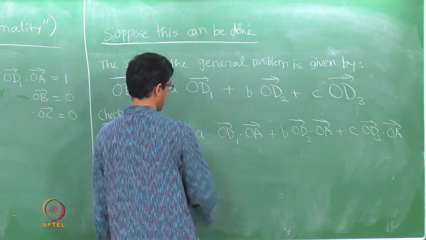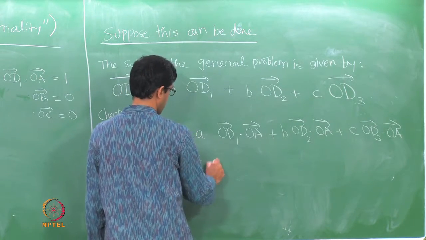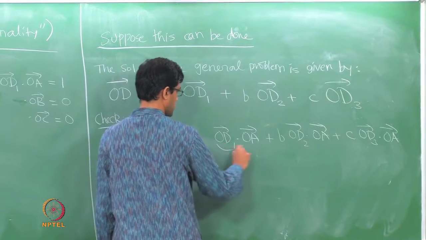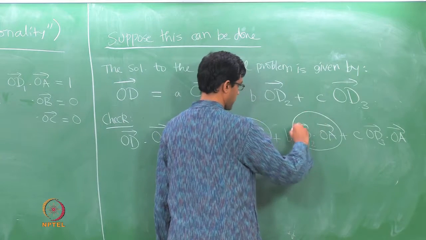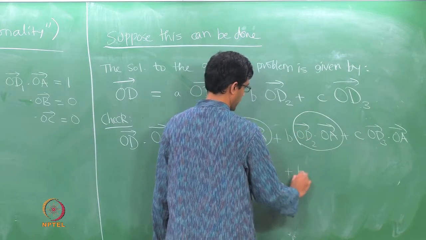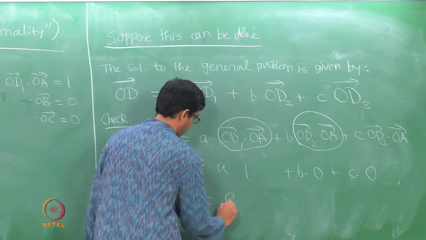Observe that, by doing the same thing for D2 and D3, this dot product is a 1, while the other two dot products are in fact zeros. So, it is plus B times 0 plus C times 0. So, the answer is exactly A.